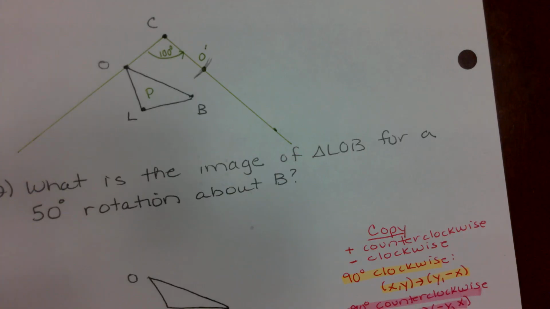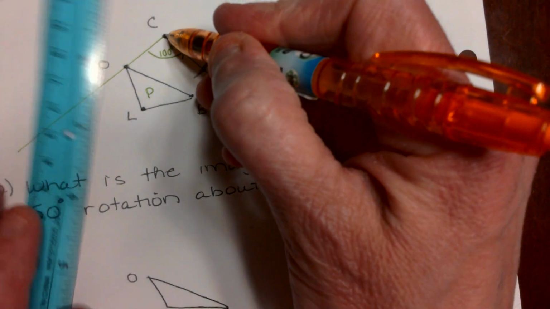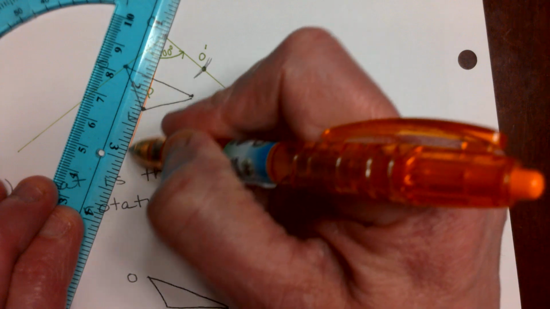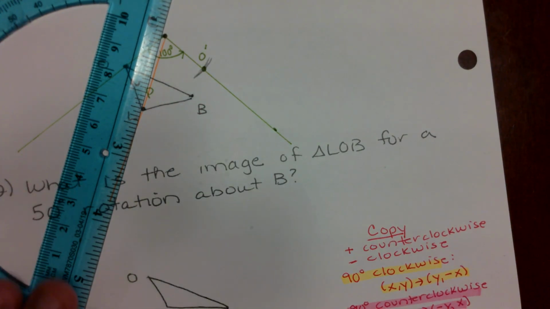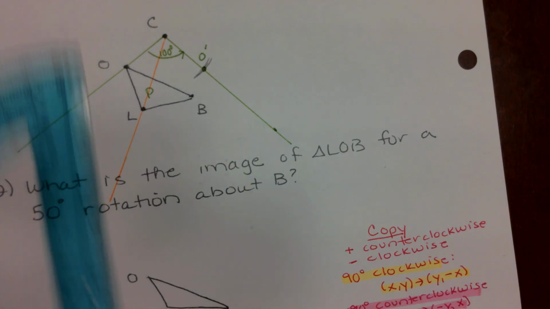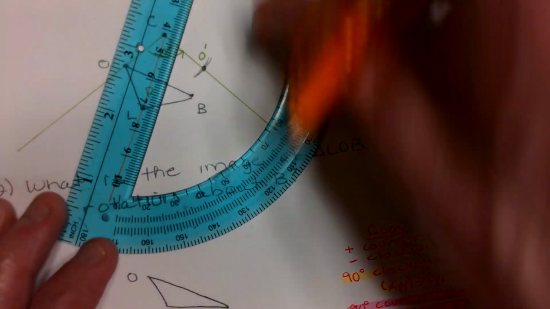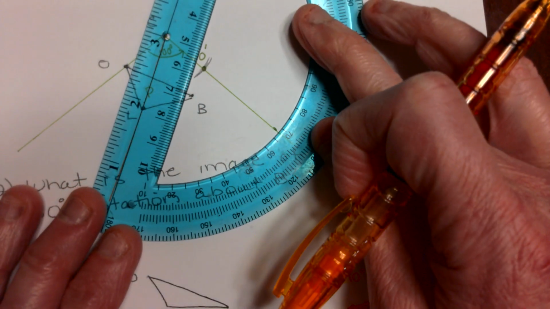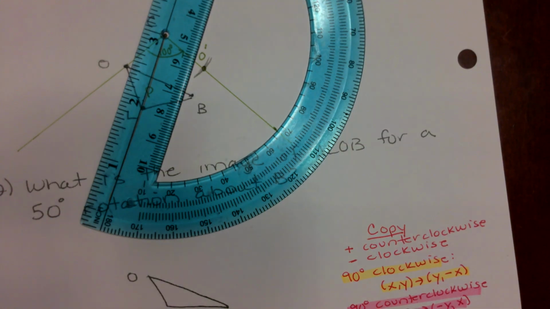I'm going to grab a new color, and I'm going to take the next point, which is L. So again, we start with center, and we go through L, and we extend it. I'm going to extend mine a little bit further to make sure it lines up. Then again, I flip it because I want to go the right way. If I set my protractor up this way, I'm going to be going that direction. So I want to set my protractor up this way so that I can go this direction.